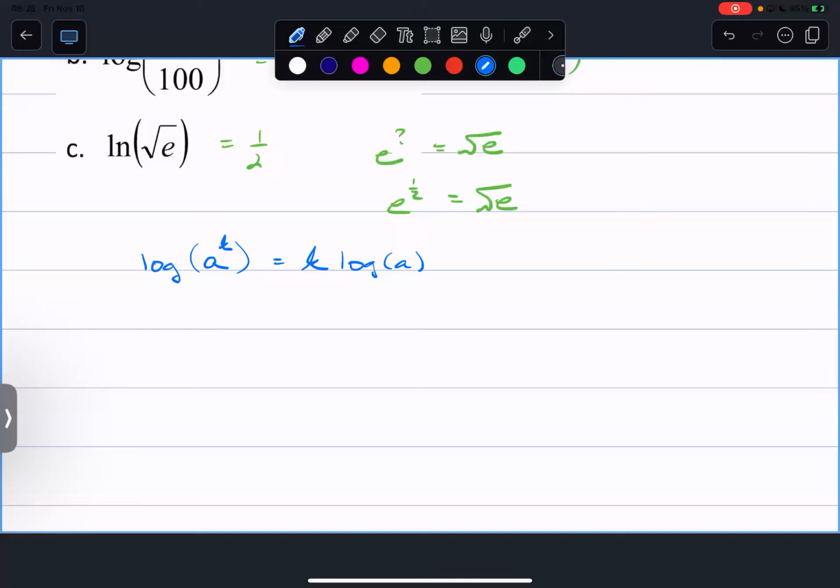Right? And so now what could I do? I could rewrite the natural log of the square root of e as the same as the natural log of e to the 1/2. Right? Now, this is the same as 1/2 times the natural log of e.